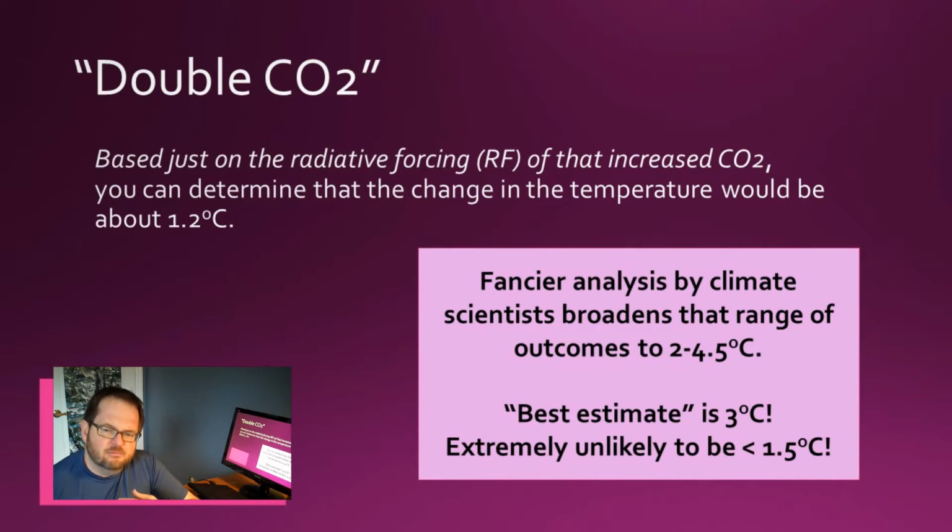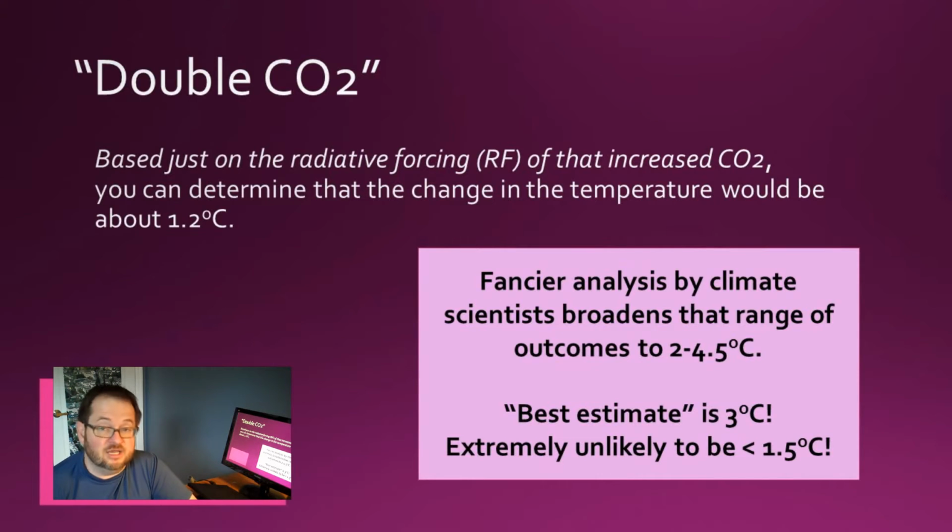A more technical analysis of the feedbacks using models and so on done by climate scientists can show that actually that range isn't quite so clear. It might be more like 2 to 4.5 degrees Celsius is a good range of expected outcomes if we double the amount of carbon dioxide in the atmosphere. And overall, our best estimate, and I'll show you later how we got to this best estimate of how much climate change would result from doubling carbon dioxide, is about 3 degrees Celsius, which is a lot more climate change than we've seen already. More importantly, as you'll see in a little bit, we can get a sense of how likely different outcomes are.